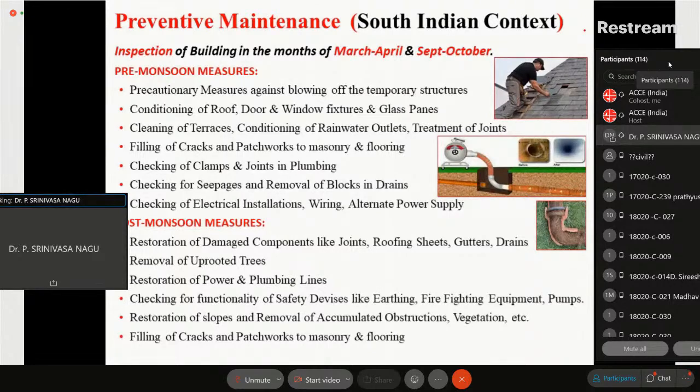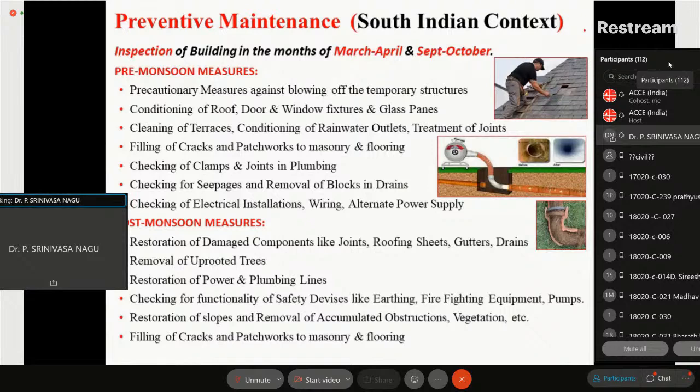Then cleaning of terraces, conditioning of the rainwater outlets, treatment of joints. On the terrace, see, terrace drains always have a depression before the drain. But if the roof finish is not proper, the depression is there, but there is silt before that depression, which prevents the water from going into that depression. Therefore, water stagnates there. There the problem starts, right? So if you keep it ready before the monsoons, it welcomes the showers. Then water flows quickly, with no dampness problems.